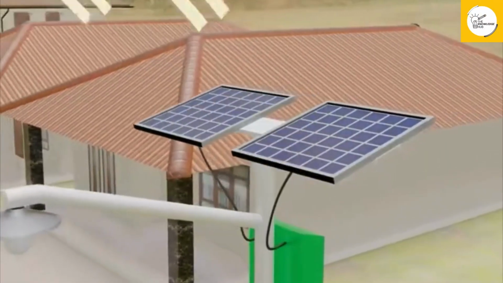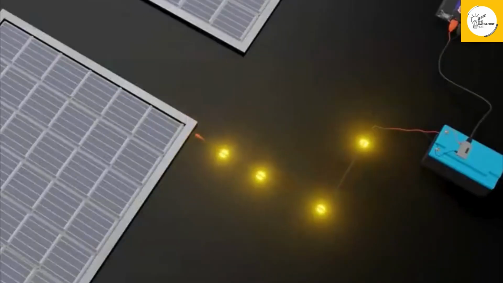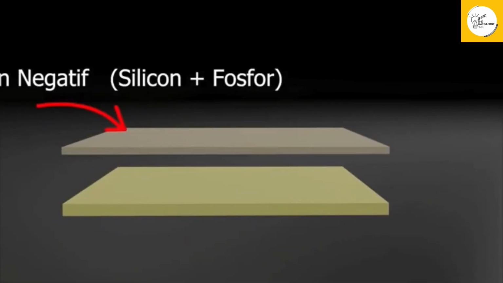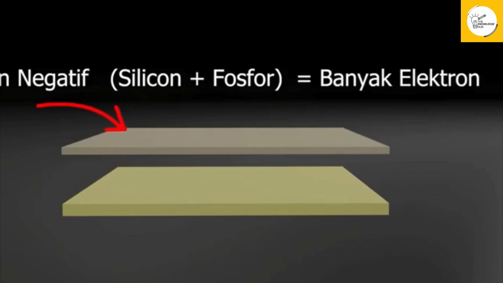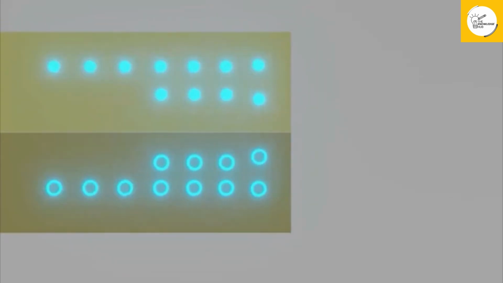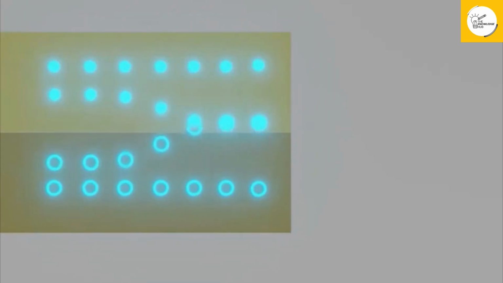I'm really curious about how solar energy converts sunlight into electricity. In fact, a solar cell consists of two layers, the negative layer on top and the positive layer at the bottom. The negative layer is made from a mixture of silicon and phosphorus, which gives it an excess of electrons. The positive layer is made from a mixture of silicon and boron, which lacks electrons, creating electron holes that attract electrons.